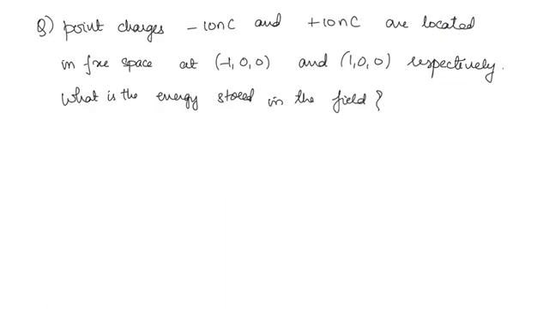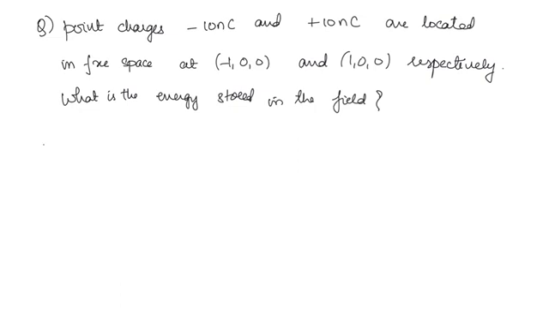Next question we have, point charges minus 10 nanocoulomb and plus 10 nanocoulomb are located in free space. That means permittivity we take as epsilon naught. Okay, at minus 1, 0, 0, so minus 10 is present at this point and plus 10 is present at this point respectively, right? So what is the energy stored in the field?